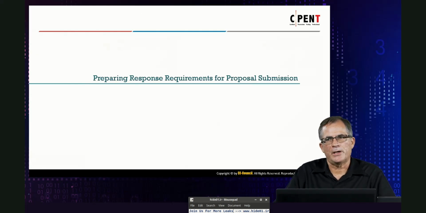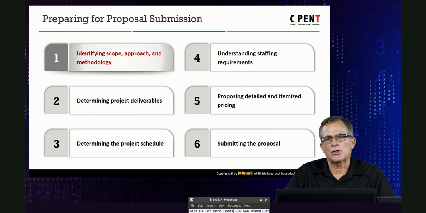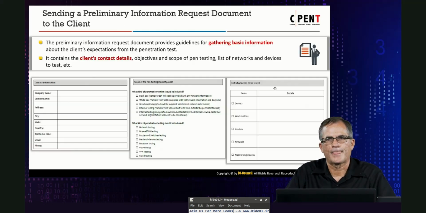So we prepare a response requirement for the proposal submission. Number one is the scope, the approach, and the methodology. Number two is determining the project deliverables. Number three is the schedule. Number four is how we staff it, the staffing requirements. Number five is proposing detailed and itemized pricing. And number six is submitting the proposal. These are our steps for preparing a proposal submission.